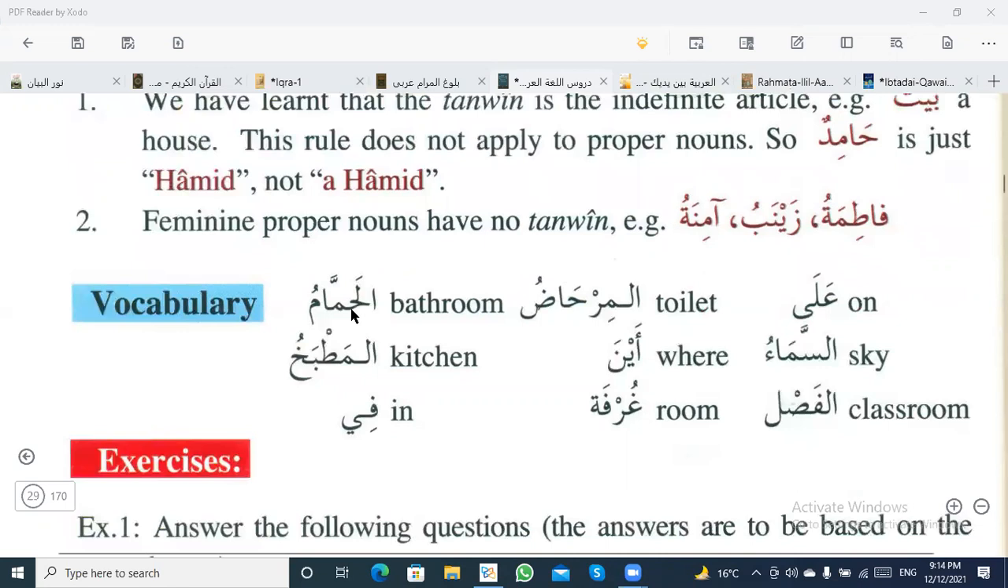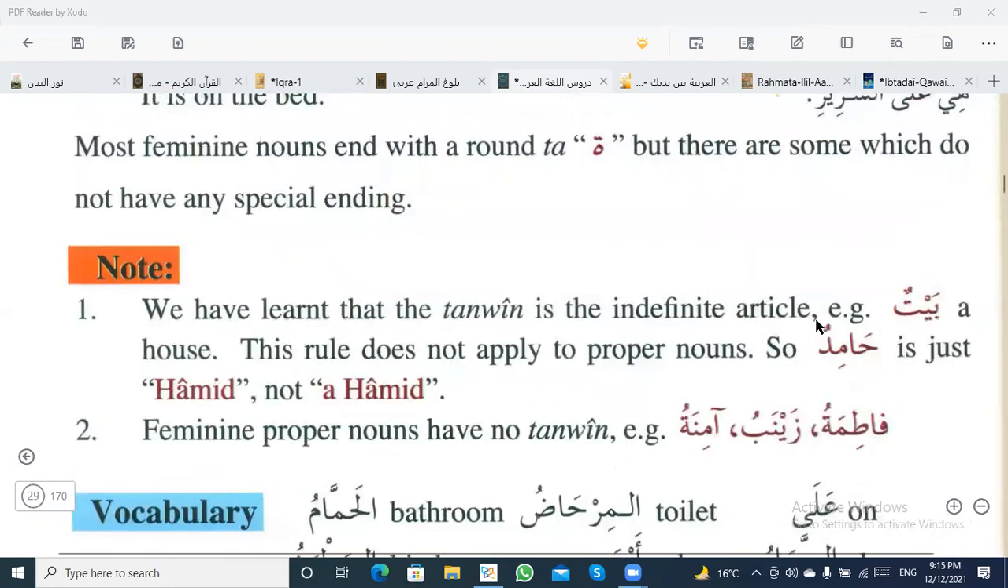Vocabulary. Al-hammamu: bathroom. Al-matbakhu: kitchen. Al-mirhad: toilet. Aina: where. Ghurfatun, ghurfatu: a room. Al-fasl: classroom. Classroom. Okay.